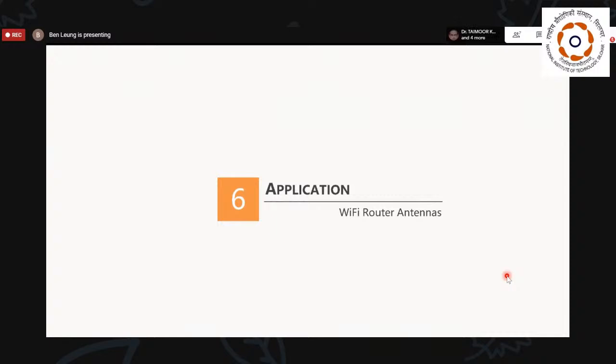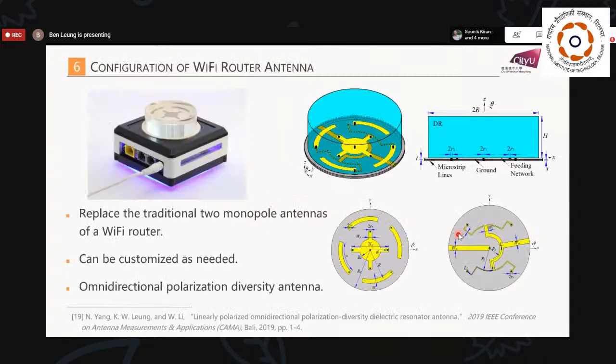Okay, next we are going to apply our polarization diversity design for our Wi-Fi router here. Okay, this is our box. Inside the box is a router PCB. So we take the PCB out from a commercial router. So this is the design that I have already presented.